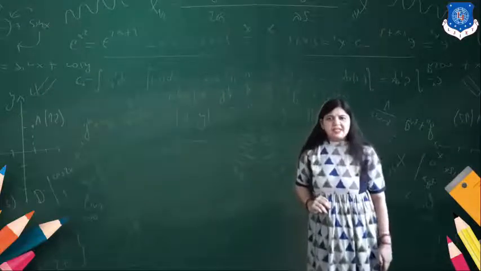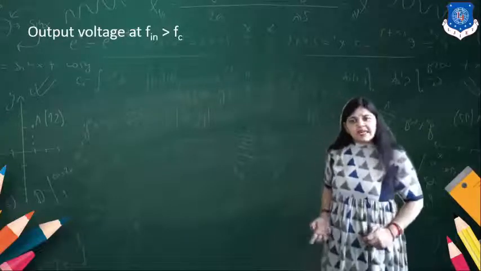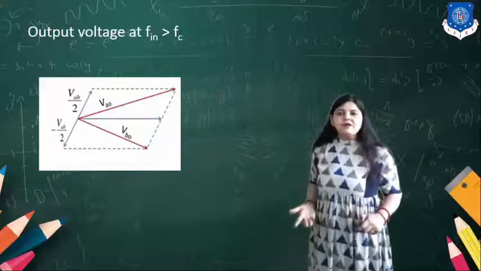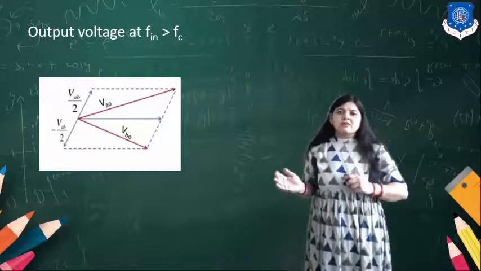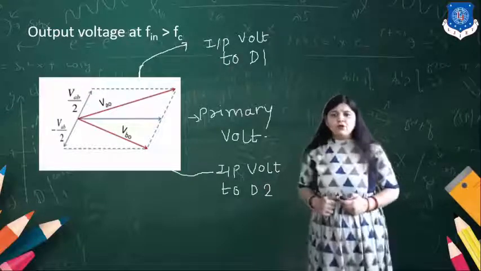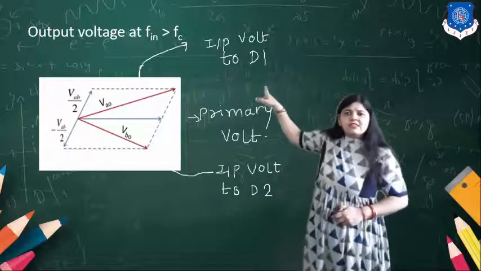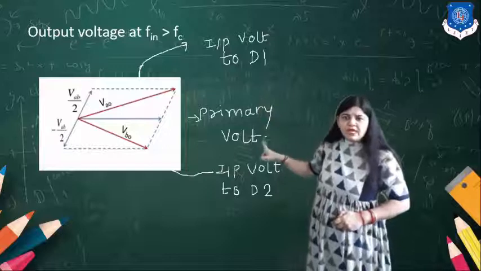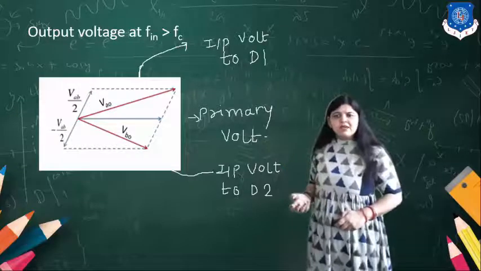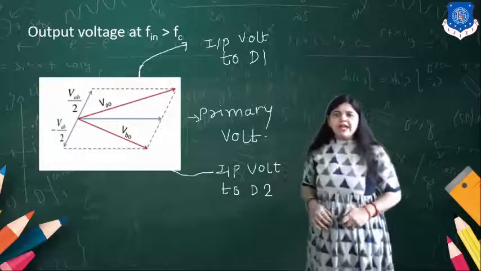Now when Fin is greater than FC, what happens to the output voltage? Then we can say that the input voltage to D1 is higher compared to the input voltage to D2, and we get more phase shift for that. So as you can see, for VAO and VBO, again here we are getting the voltage value, VAB by 2 for one and VBO divided by 2 for the other.